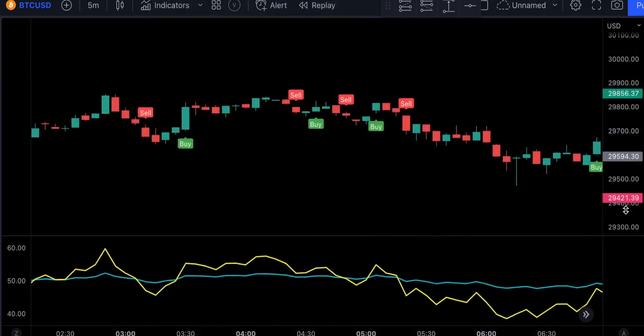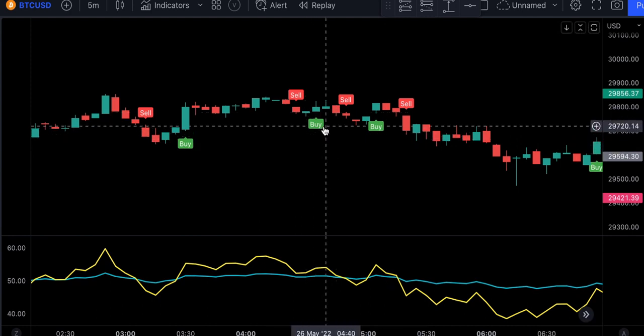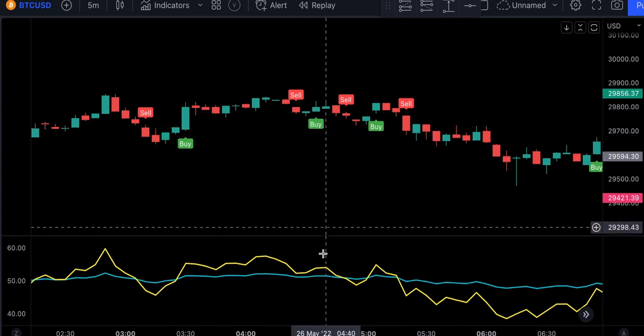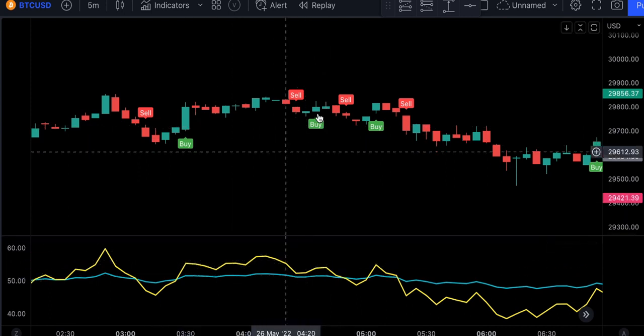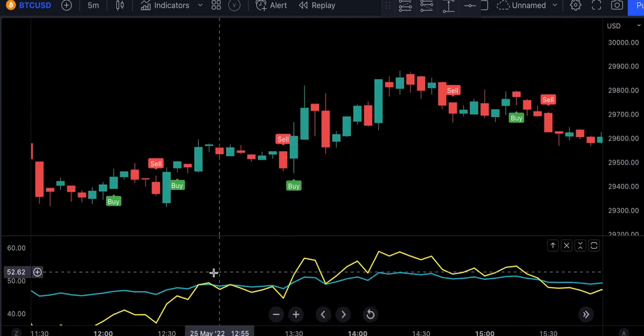Also, I want to give you a couple more examples where you wouldn't have taken a trade. So for example, this buy signal right here issued by the Chandelier Exit was not valid because the RSI cross happened way before this signal. Also, this sell signal was not valid because the cross happened way earlier.